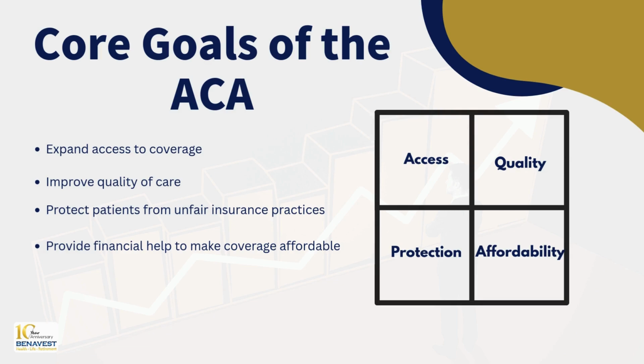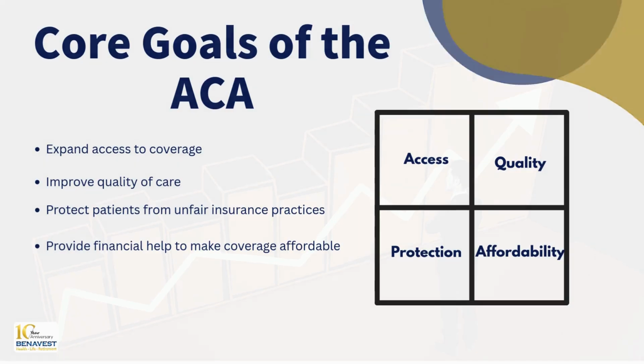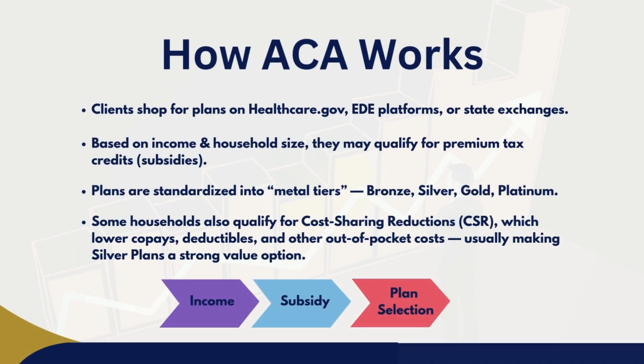Third, to protect patients from unfair insurance practices, for example, banning lifetime coverage limits and making sure pre-existing conditions can't be used to deny you. And finally, to provide financial help through tax credits and subsidies, so that coverage is actually affordable for families and individuals. So, how does the ACA actually work?